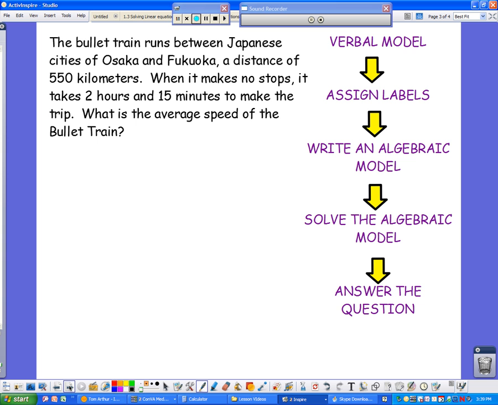Well, first of all, you need to refer back to some of your notes. Remember that distance equals rate times time. So then you need to ask yourself, what is the actual thing that we're looking for? The question is, what is the average speed of the bullet train? Would that be the distance, the rate, or the time? Anytime it's referring to the average, R is going to be our average speed. Miles per hour, kilometers per hour in this case.